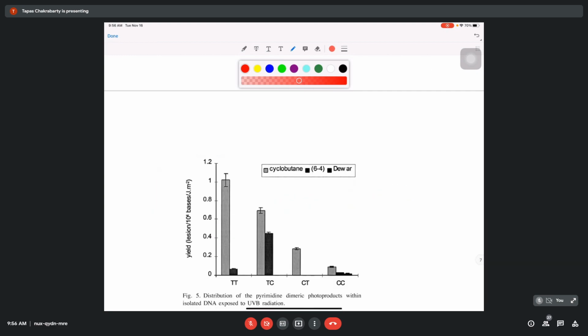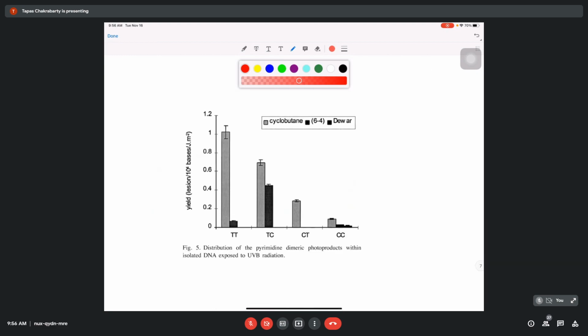Now, what is the typical distribution of these products? That study has also been carried out. This is the general behavior that you can see here: cyclobutane formation starting from this thymine molecule is the maximum amount, and the Dewar type of structure that I just showed you has a smaller abundance.